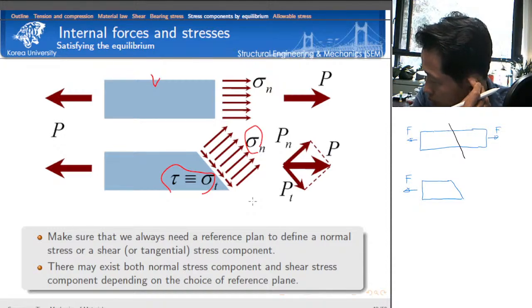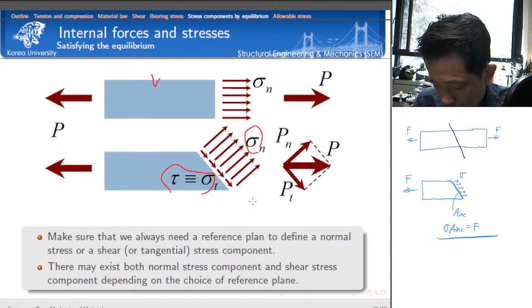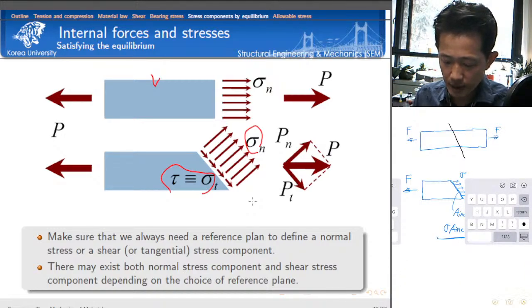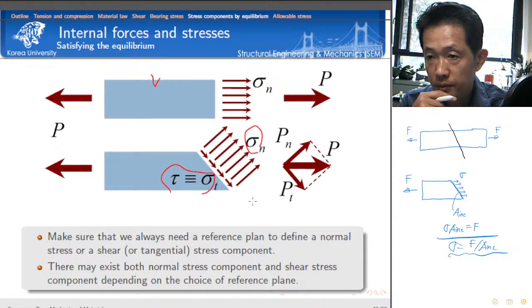If you consider this area, let's say A inclined, then again by force equilibrium, if there is any stress component in this direction, sigma, then sigma times the inclined cross-section area should be equal to the force F. And then we can determine the magnitude of the normal stress: normal stress is equal to the force divided by the inclined area. That is force equilibrium. There's no problem.